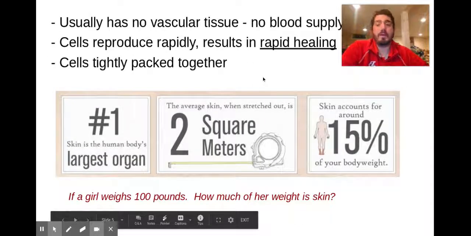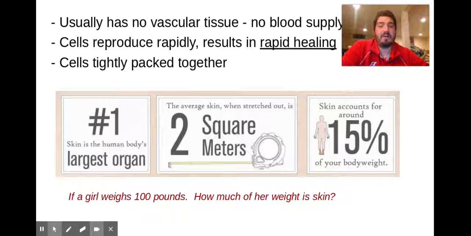And there's usually no blood supply in this epithelial tissue. Like you've got your skin, right? That's why maybe sometimes you'll get a really small paper cut on the outside of your skin, and it doesn't actually bleed. You didn't get down to that level of tissue, that connective tissue, which has blood running through it. These cells reproduce really quickly, which results in rapid healing, and they're really tightly packed together, which is why you could get a little scratch or cut on your hand, and in a day or two, it's healed, right? It's almost back to normal.